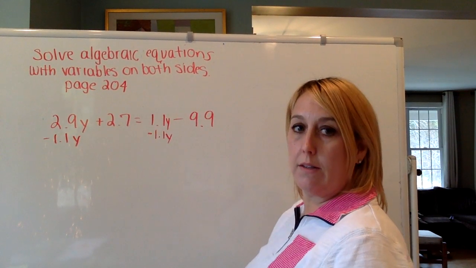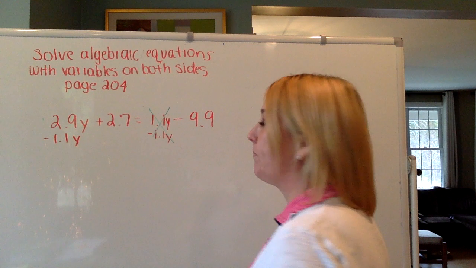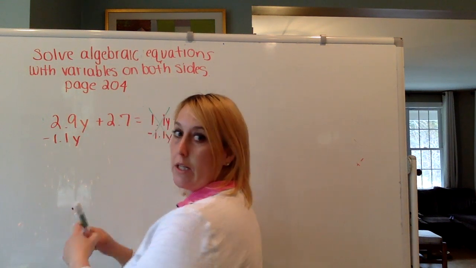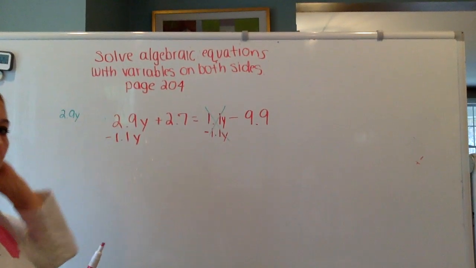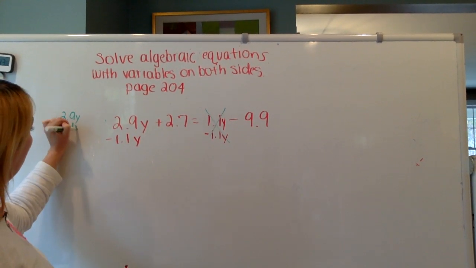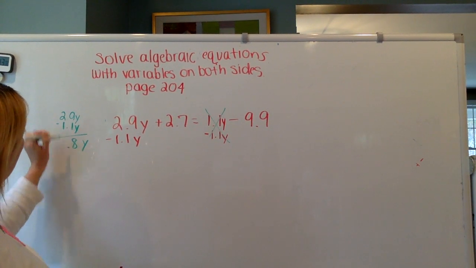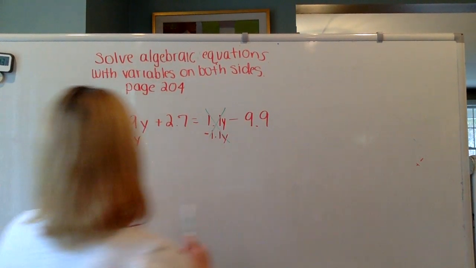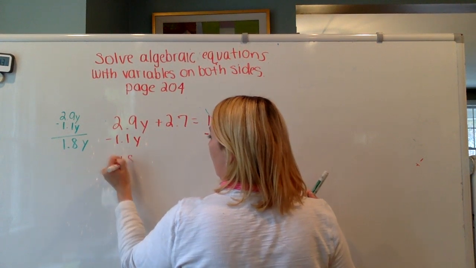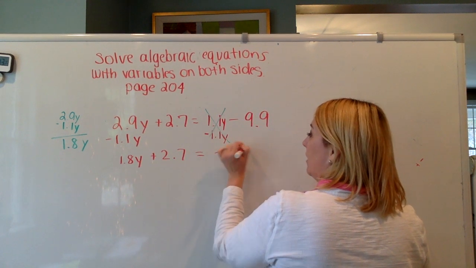1.1y. So that's going to cancel each other out, right? Because I had a positive 1.1y. So then I subtract it. That makes it a 0. But I'm going to do my math over here. And 2.9. Can you see that? Sorry. 2.9 minus 1.1. Got my y, I bring my decimal point down, 9 minus 1 is 8, 2 minus 1 is 1, and they're just doing a positive minus a positive, so it's really pretty easy. My answer will be 1.8y plus 2.7 equals negative 9.9.